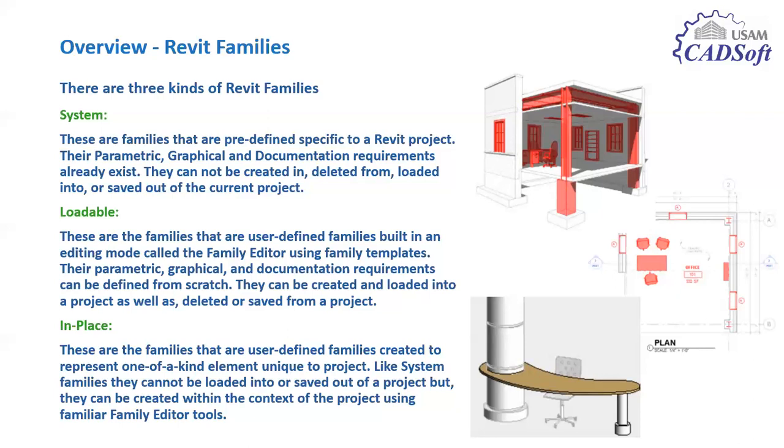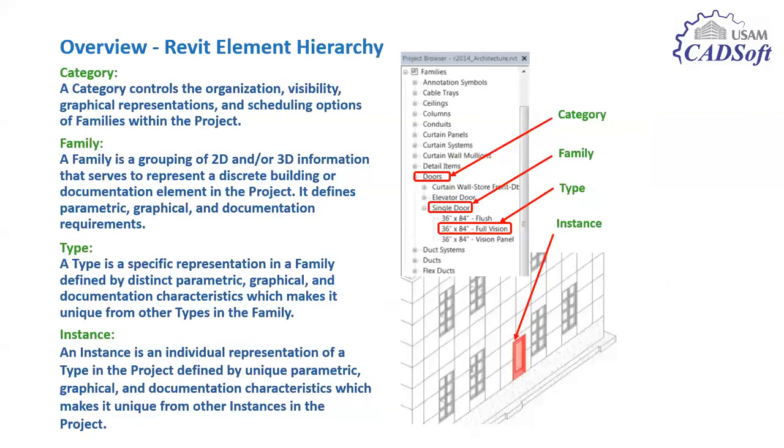Moving ahead, let's have a look at the Revit element hierarchy. Before getting into creating families, components, and other elements, first we need to understand how Revit defines the elements, or how they have been organized. As you can see, there are the category, family, type, and the instance.